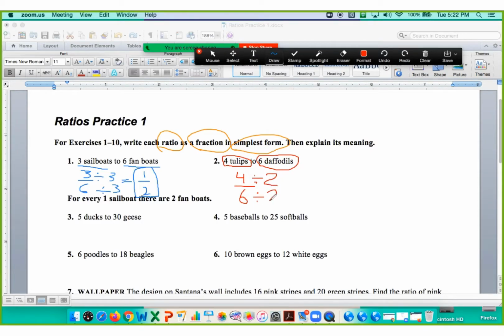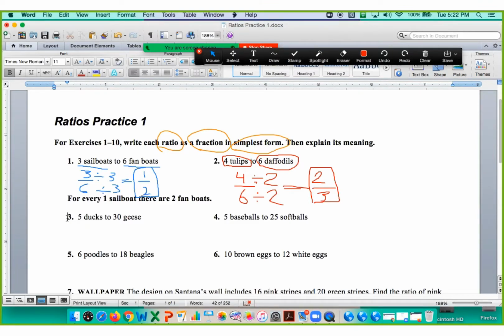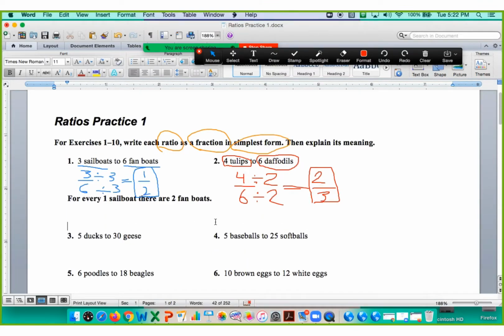So which factor works? You can use 2. 2 most of the time will work for most numbers. So 4 divided by 2 is 2. 6 divided by 2 is 3. We just simplified the fraction or the ratio. So what does it mean? It means for every 2 tulips, you're going to have 3 daffodils. All right, let me type that up so you guys can have it to look at.